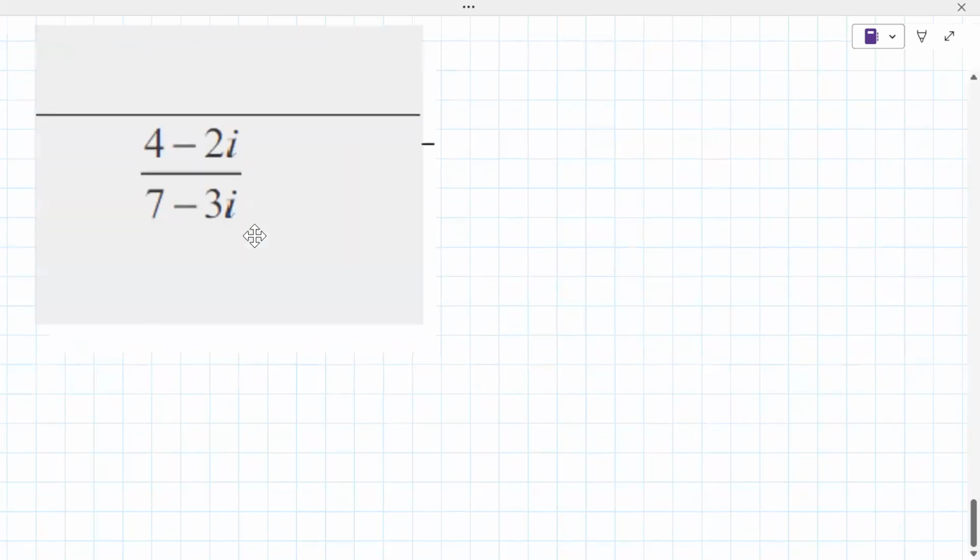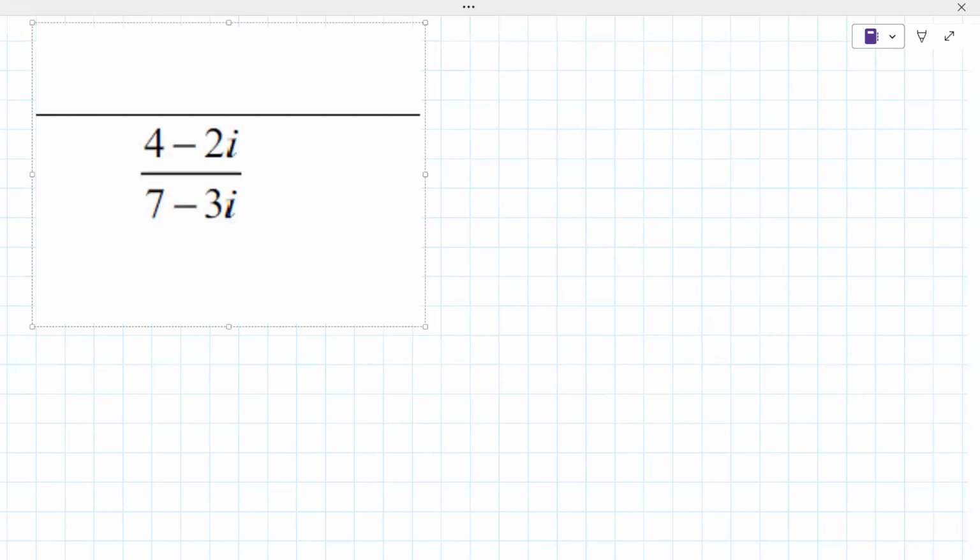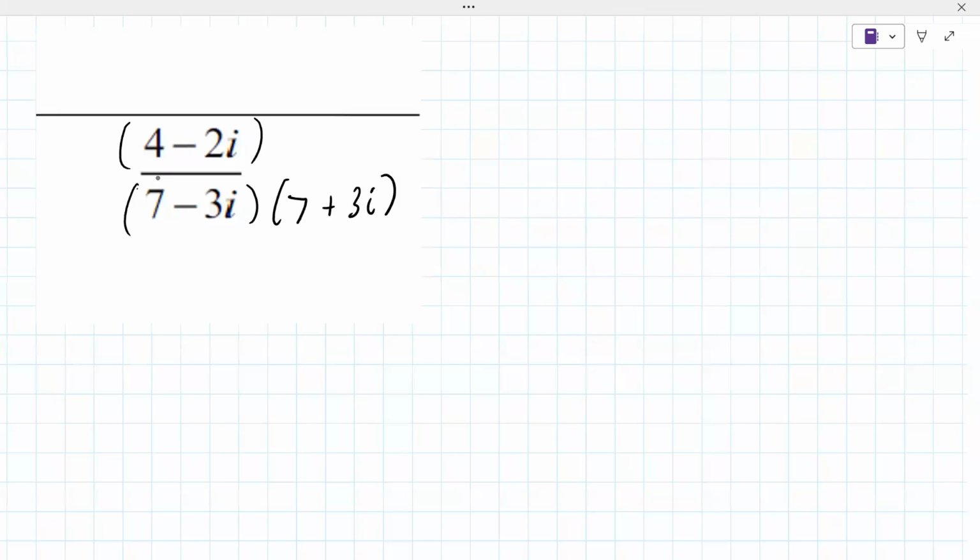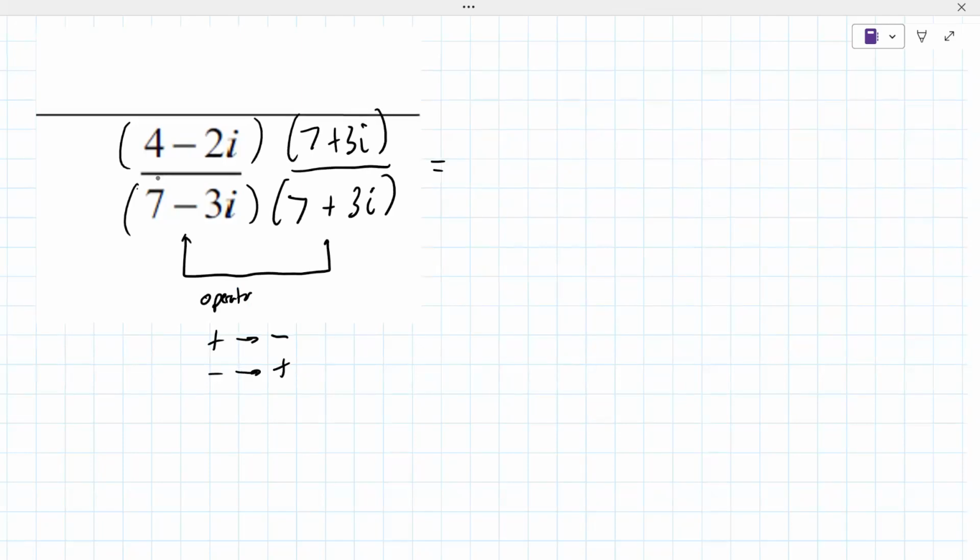Yeah, the one that's 4 - 2i over 7 - 3i. Yep, that's good. That kind of incorporates a lot of things that would come up here. You always multiply the top and the bottom by the complex conjugate, which is in this case 7 plus 3i. The only thing that changes is the operator. Plus goes to minus or minus goes to plus. Top and bottom by the same thing. So you have to FOIL.